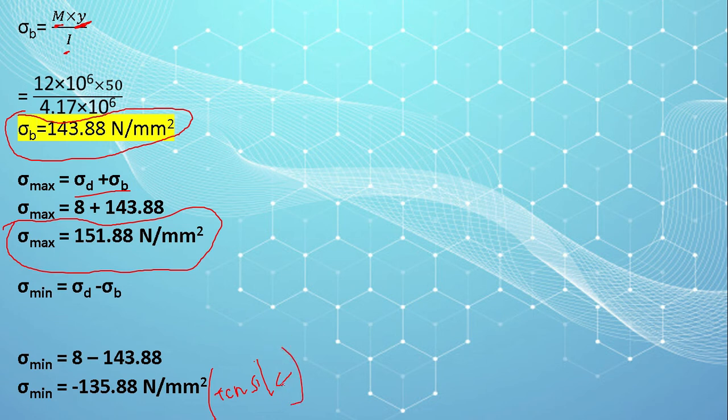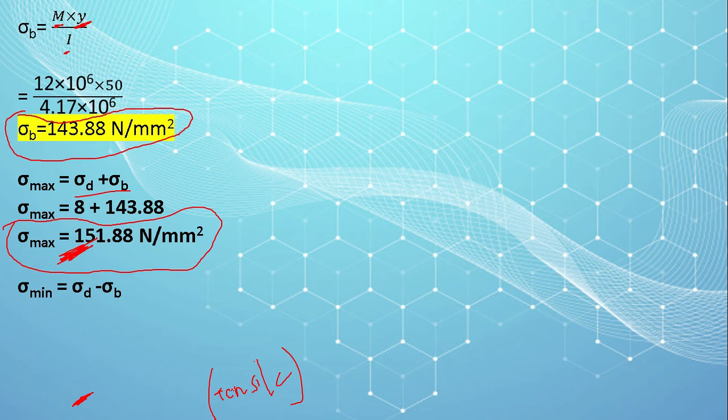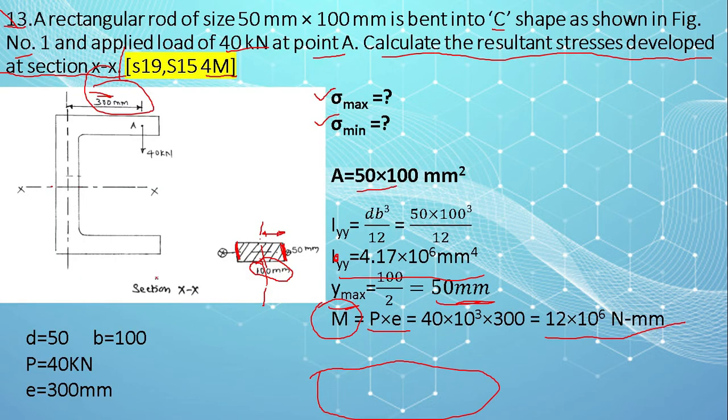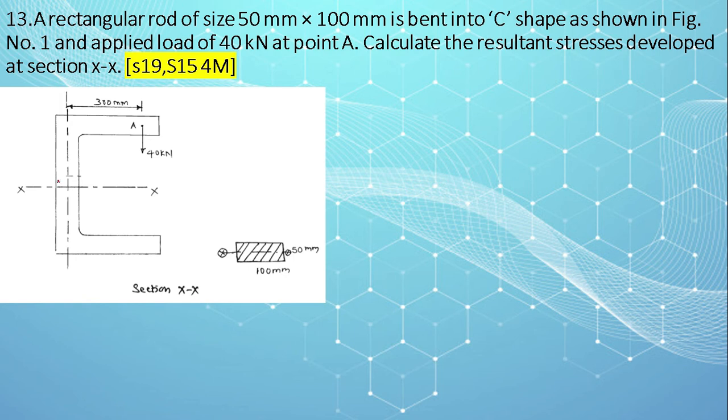in nature. This maximum stress 151.88 and this minimum stress 135.88, these are acting as follows. Maximum stress is acting here, 151.88, and this is compressive in nature. Minimum stress is acting here, minus 135.88, and it is tensile in nature. So this side experiences tensile forces and this side experiences compressive forces.